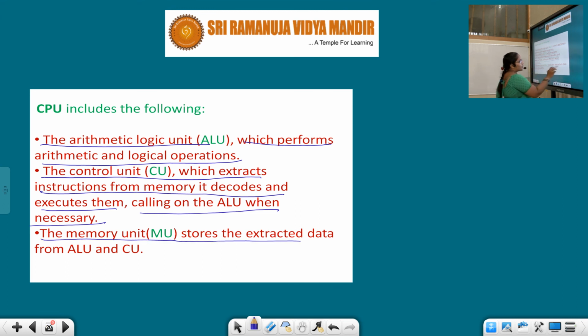The memory unit stores the extracted data from ALU and CU. As I said, memory is used to store anything, to store the data or the information, or to access the instructions. Everything is stored in the form of data, that is the memory unit. So all the work done in ALU and CU is stored in the memory unit.